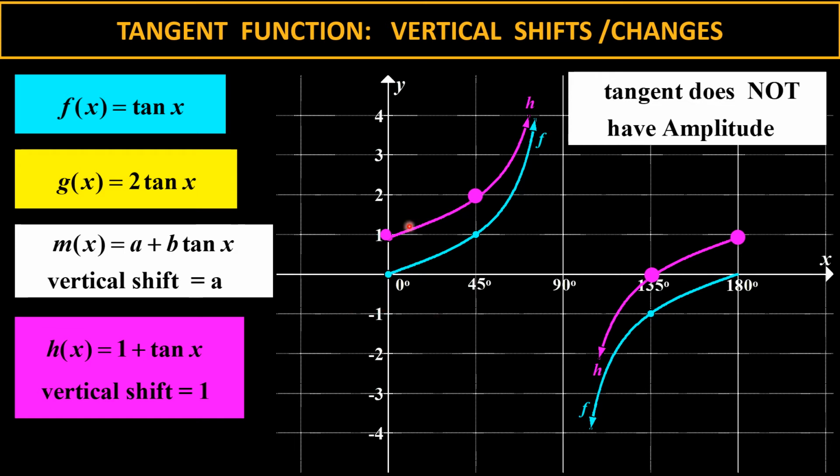It's been shifted 1 unit up, right? That point was shifted 1 up, that point, all the points are shifted 1. The asymptote still remains exactly where it is. Okay, so there's no change in asymptote.